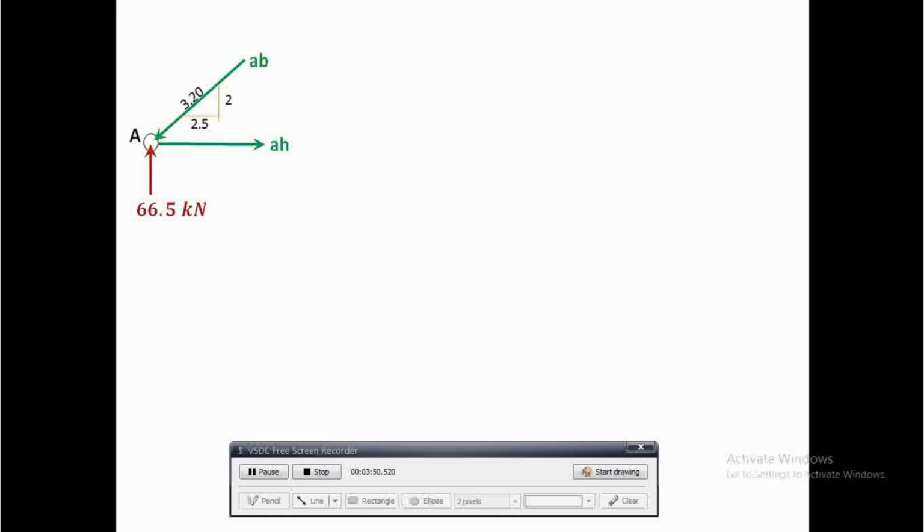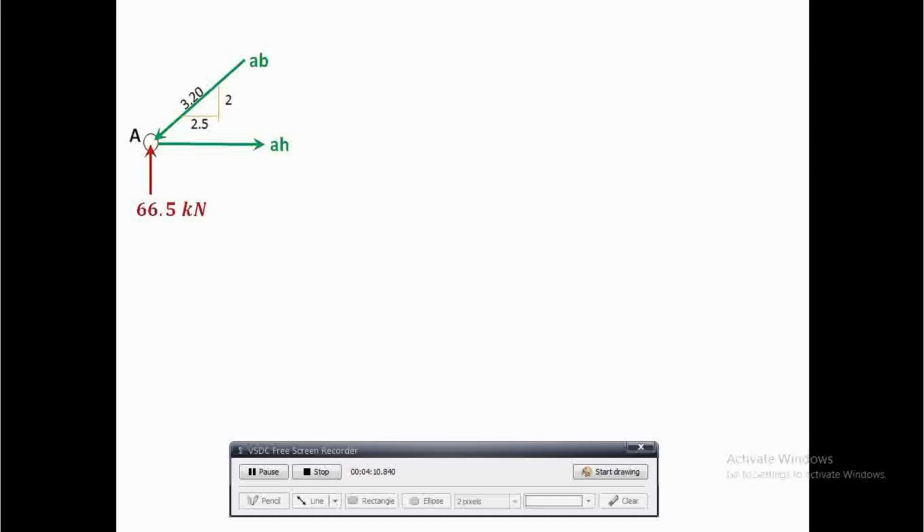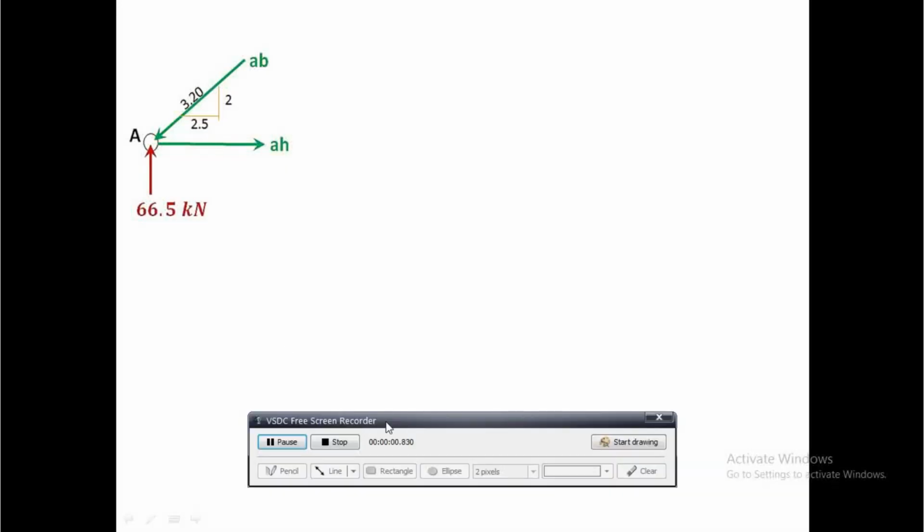Next, balikan ko lang. Nasolve ko na si BC, si HC, at saka si HG. Pili ngayon ako ng isang joint kung saan dalawa na lang yung unknown. In this case, I'm going to choose A kasi yun pa lang yung parang simple. So, I'm going to choose joint A.